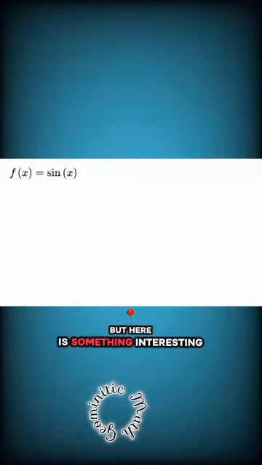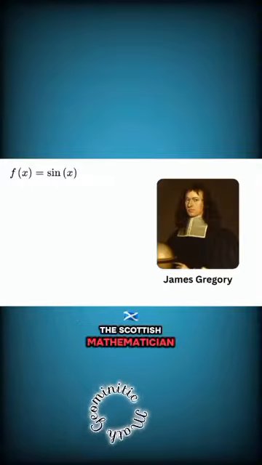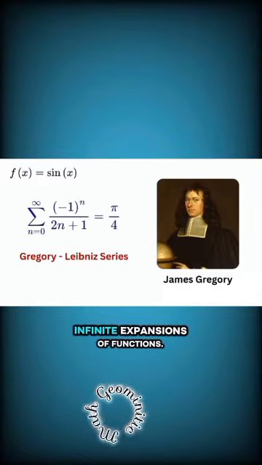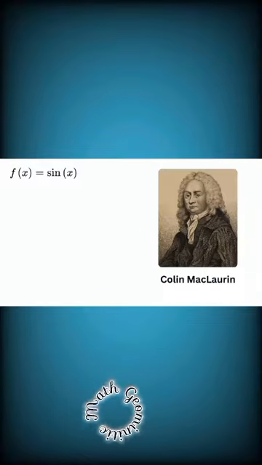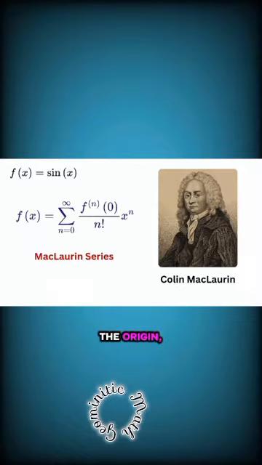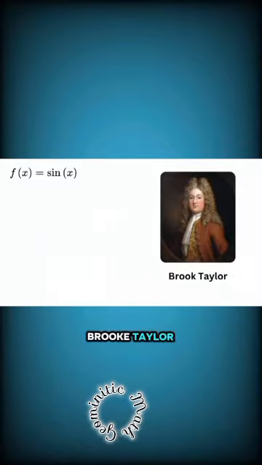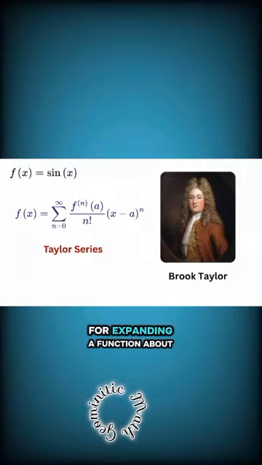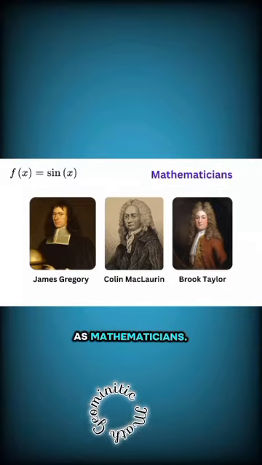But here is something interesting that mathematicians gradually realized over time. The Scottish mathematician James Gregory first explored infinite expansions of functions. Later, Colin Maclaurin studied these ideas systematically around the origin. And the English mathematician Brooke Taylor gave the general formula for expanding a function about any point. We will refer to them as mathematicians.